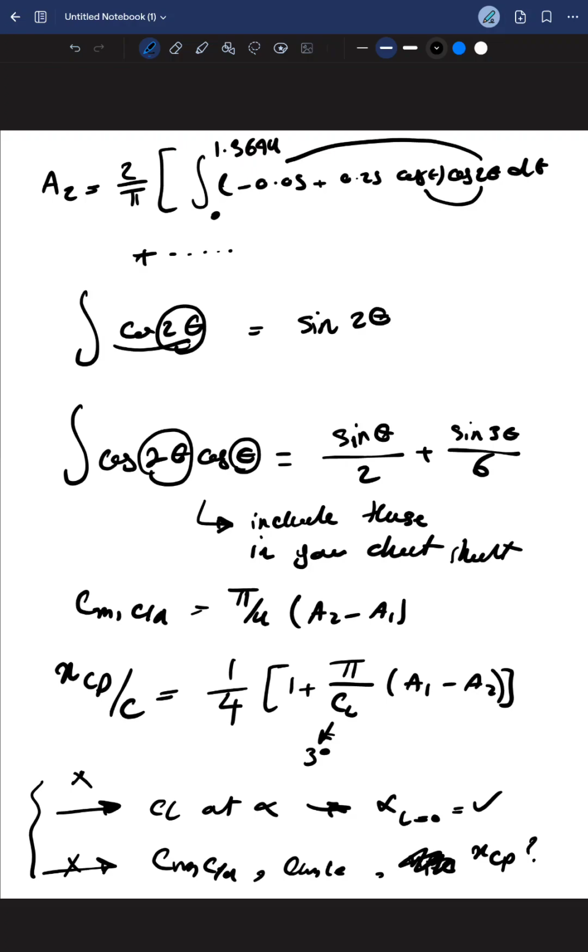Let's see. We need to add another page here. Yep. Next problem is problem 17 of homework 1.